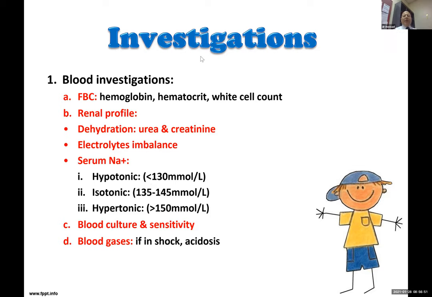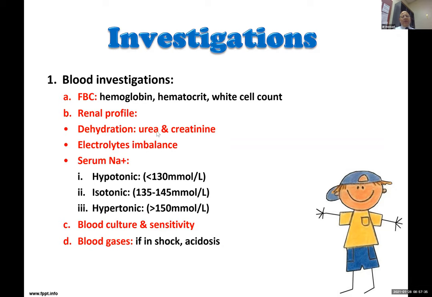So the full blood count, don't forget that you can comment on the hemoglobin, the white cell count, the platelet count, and all parameters inside that. The renal profile is very important, of course, because this is the organ most affected. You may find the patient's renal profile starting to increase. It means the patient has prerenal azotemia. If you leave him without fluid, you may turn it into renal injury.